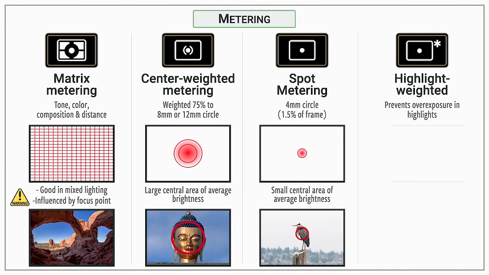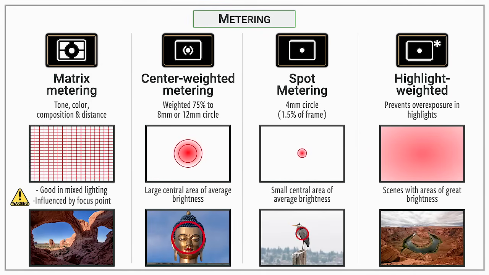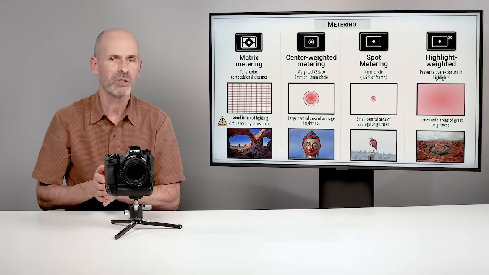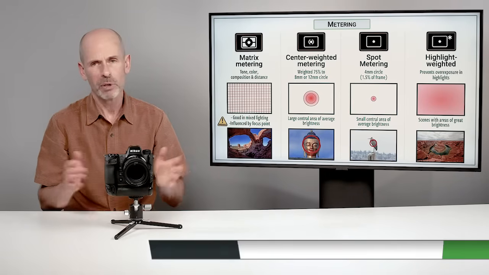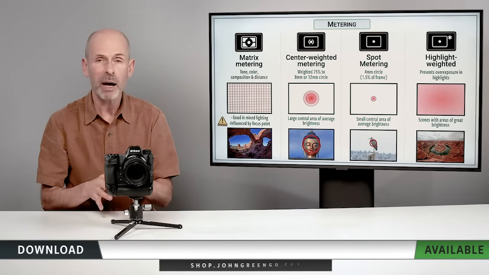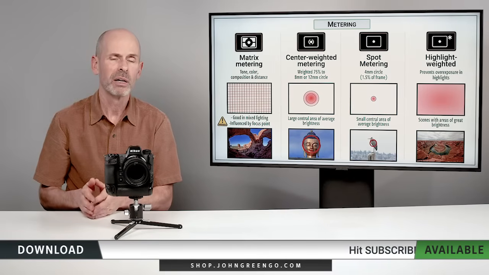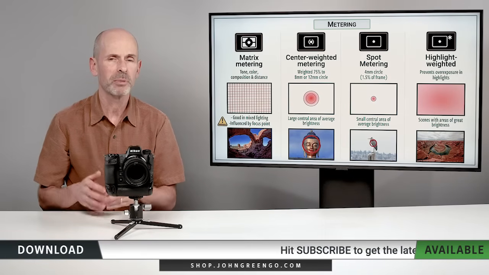And then there is also highlight weighted metering, which just looks at the whole scene and tries not to overexpose the scene in any way. And that may be very useful in some situations. And so generally speaking, a lot of photographers don't mess around a lot with the metering system bouncing from one to the other. Most photographers just leave it in matrix, but there are some other really good tools here for solving some exposure problems depending on your needs.